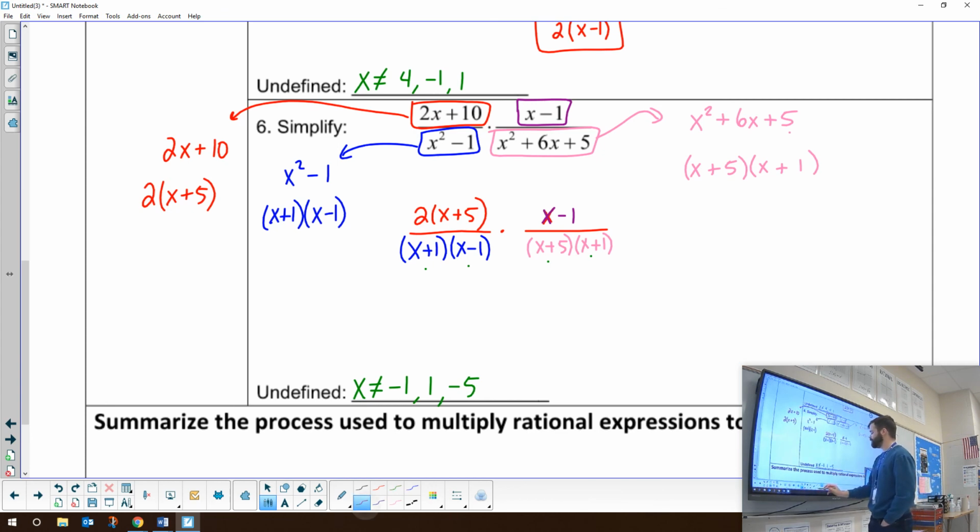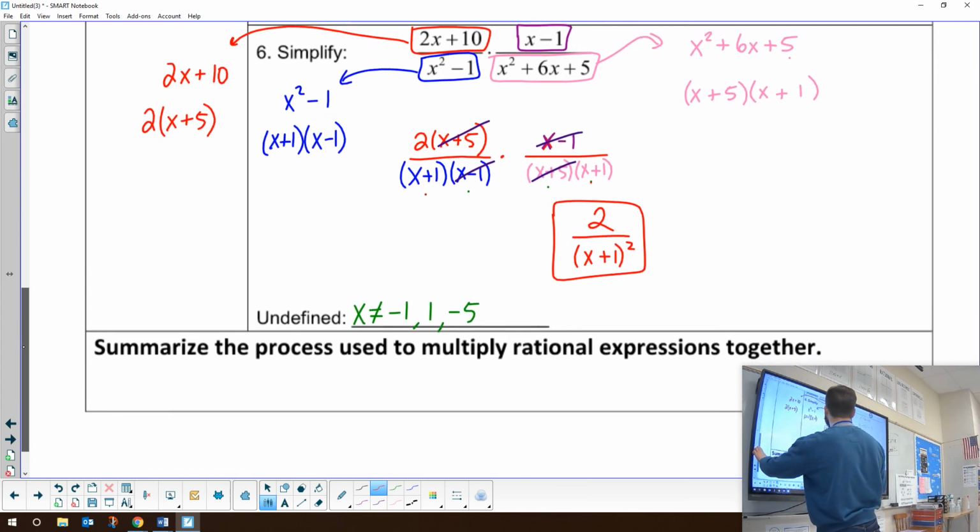Now, we cancel. This x minus 1 and this x minus 1 cancel. This x plus 5 and this x plus 5 cancel. 2 is nothing to cancel with. My x plus 1s are both on the bottom, so we don't cancel those. So now let's just write out our final answer. We just have a 2 on top, and then we have 2 x plus 1s on bottom. So I can just write that as x plus 1 squared.